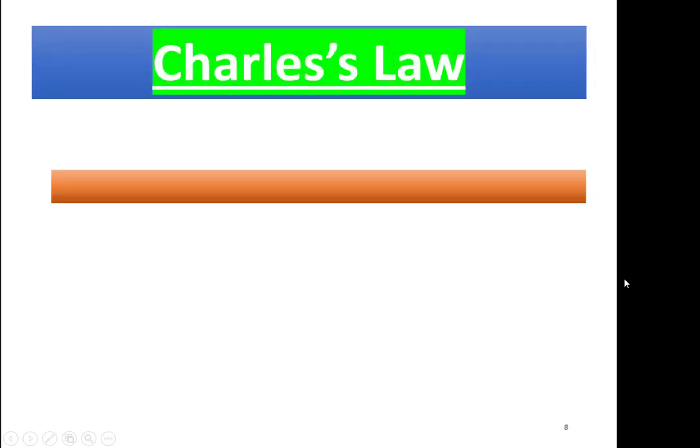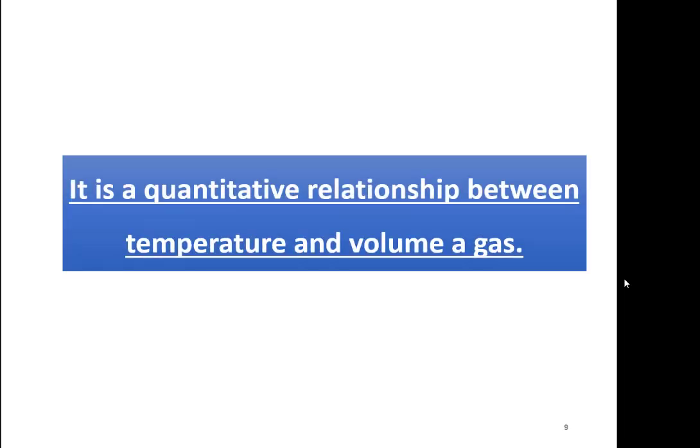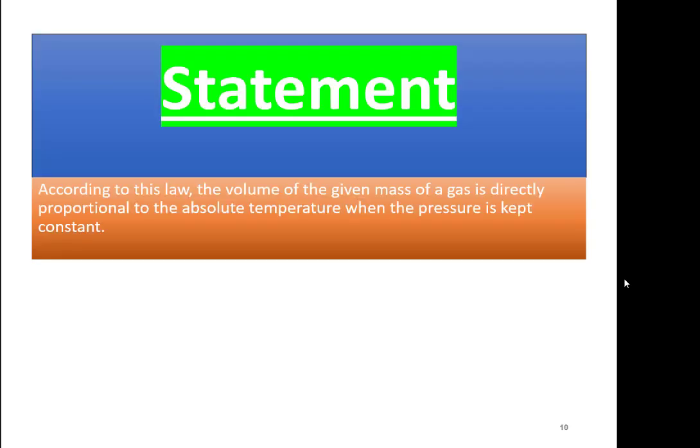Let's review the Charles law again. This law was given by French scientist Jacques Charles in 1787, and it is a quantitative relationship between temperature and volume of a gas. Charles observed the relationship between the temperature and volume of a gas by keeping the pressure and number of moles constant. So in this law, the temperature and volume are variables while the pressure and number of moles of a gas are constant. Let's see the statement of the Charles law.